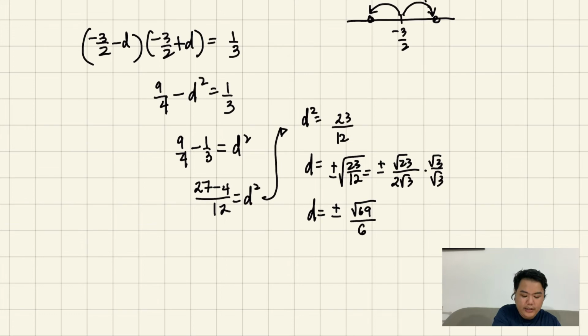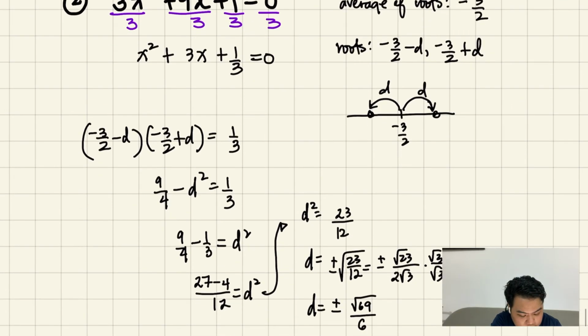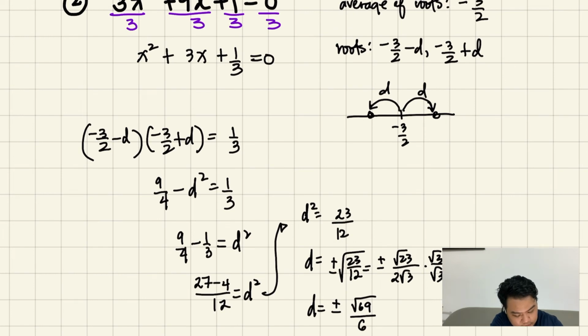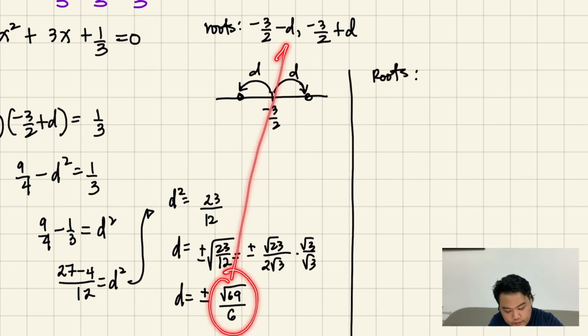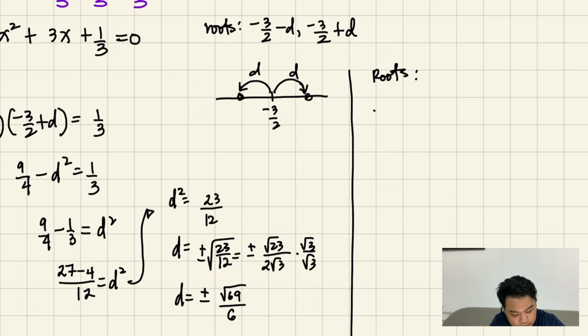Tapos sabi natin, pwede natin na i-take yung d positive. So, ano na yung roots natin? So, balik tayo dito. So, ang roots natin are, ito, i-plug in doon. So, yung d equal to positive na lang yung kunin natin. Kahit ano naman dyan will do. So, negative 3/2 minus square root ng 69/6 yung isa. Negative 3/2 plus square root of 69/6.